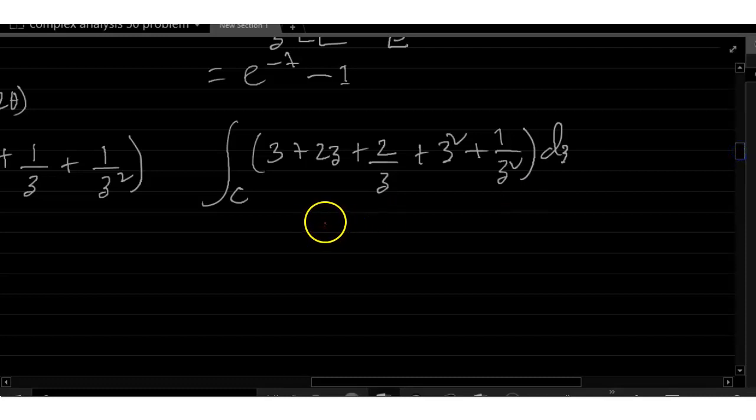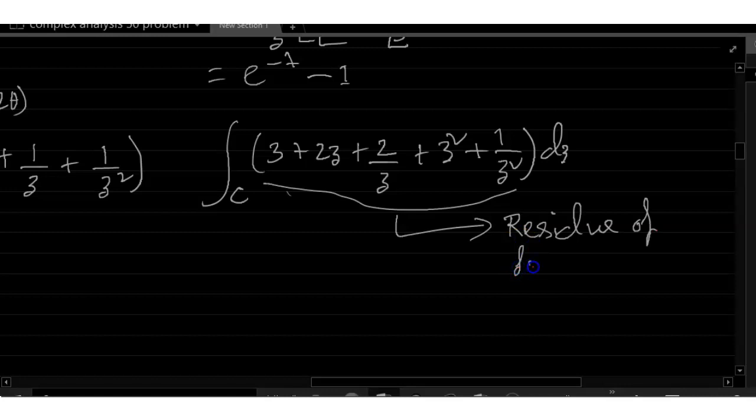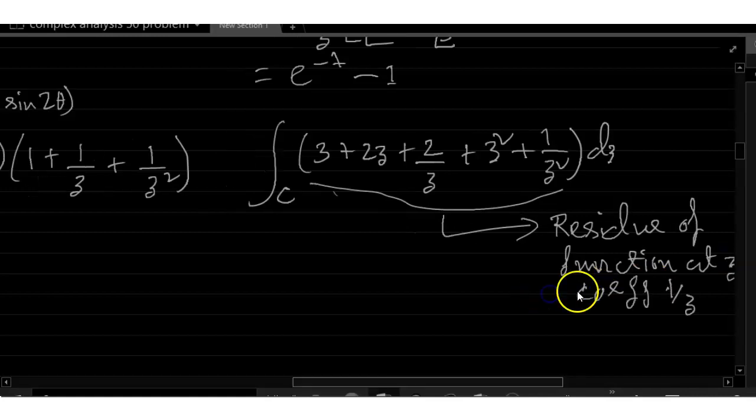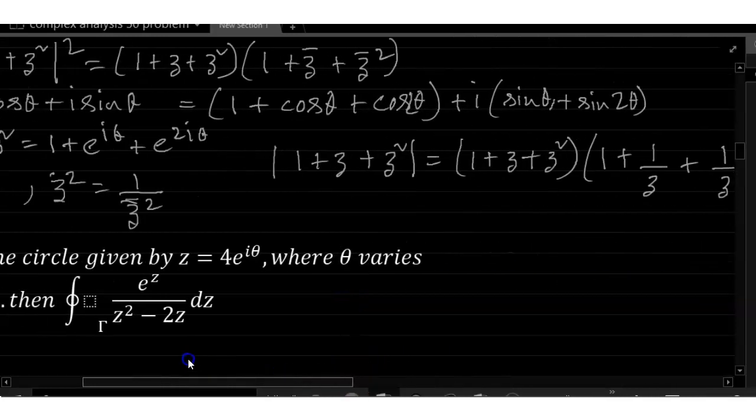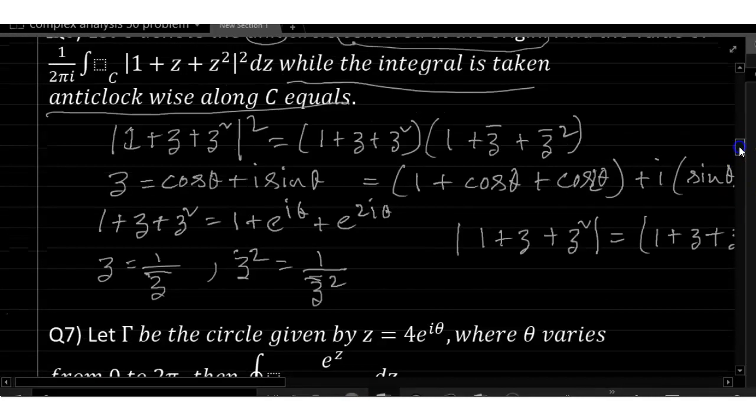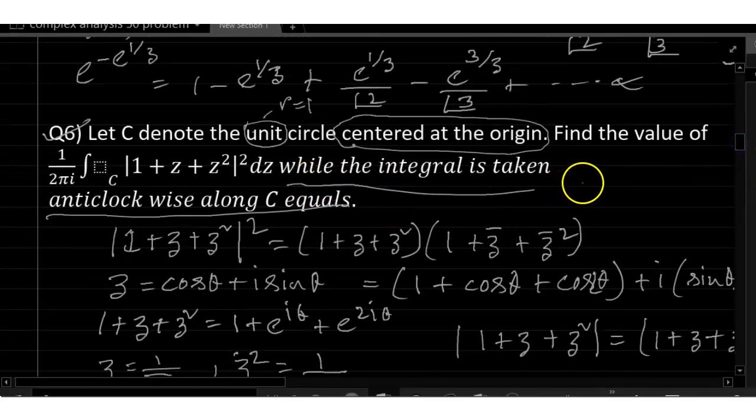the residue of the function at 1 by z. So my coefficient is 2, so the answer is 2 pi i into 2, so my answer is 2. 2 is my answer.